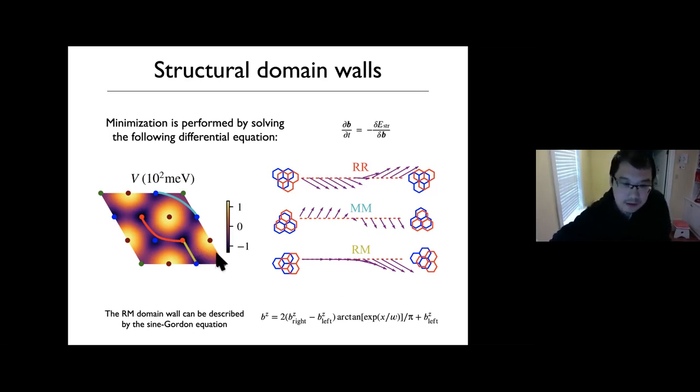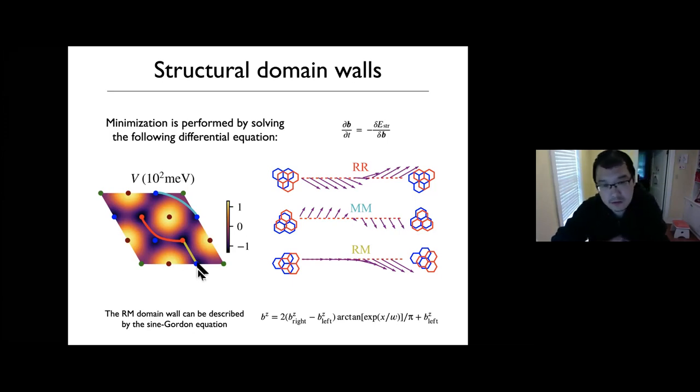You can see that the rhombohedral to monoclinic stacking domain wall corresponds to this line here. This potential can be approximated by a cosine function. This time, we return to the familiar sine-Gordon equation, and we can have an analytical solution. But for the rhombohedral to rhombohedral and monoclinic to monoclinic ones, the energy landscape, corresponding to this red curve and the blue curve here, is quite complicated. So we resort to numerical solution only. But in any case, the physics is the same as the sine-Gordon equation.